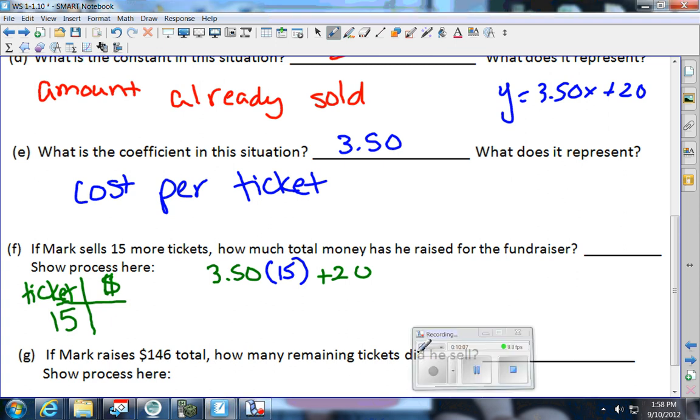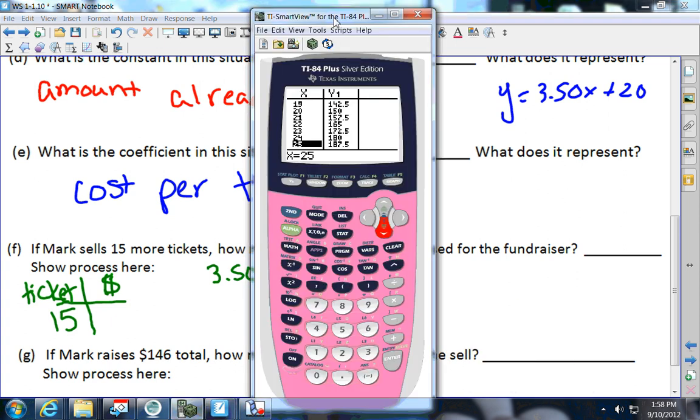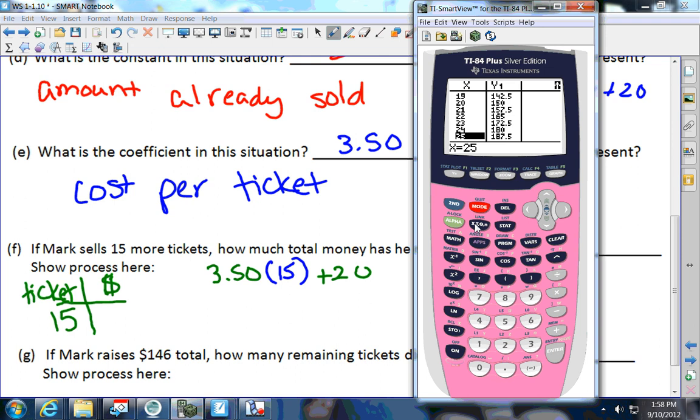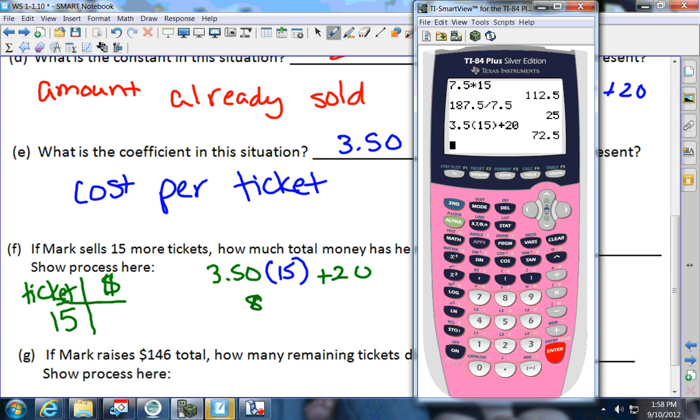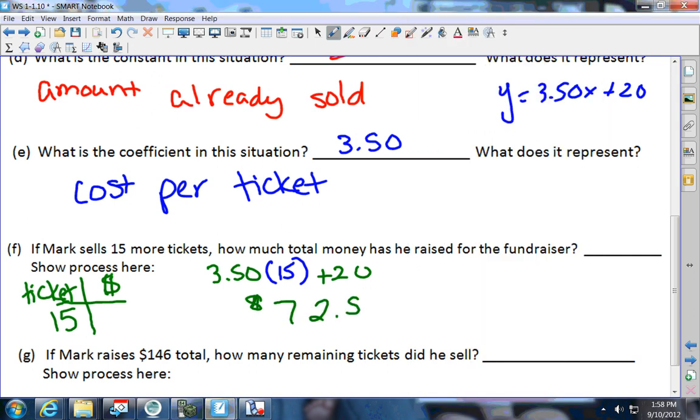So I can move this over a little bit. Let's go to the home screen. I can go 350 times 15 plus 20. So my answer is going to be $72.50.